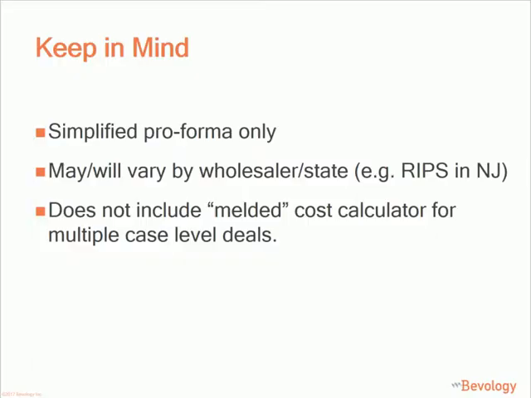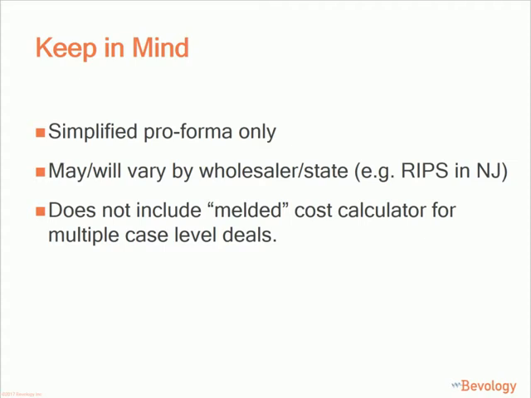Last point I want to reinforce is please keep in mind this is a simplified pro forma only. This is not an actual price structure. It's to show you how the process works. It may, in fact, it will vary by wholesaler and state. Like I was saying, they use the term RIPS in New Jersey, and that's published literally because it's a price posting state, as is New York. But in New York, we don't use the term RIPS at all, and there'll be people who wouldn't even be familiar with it.